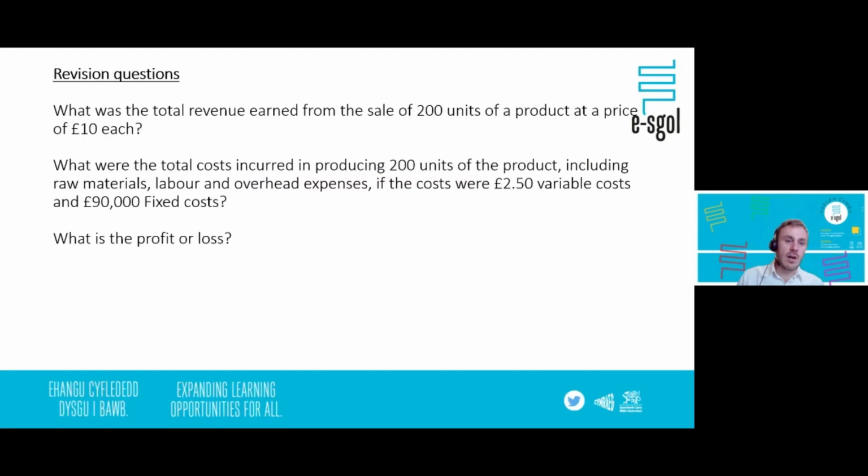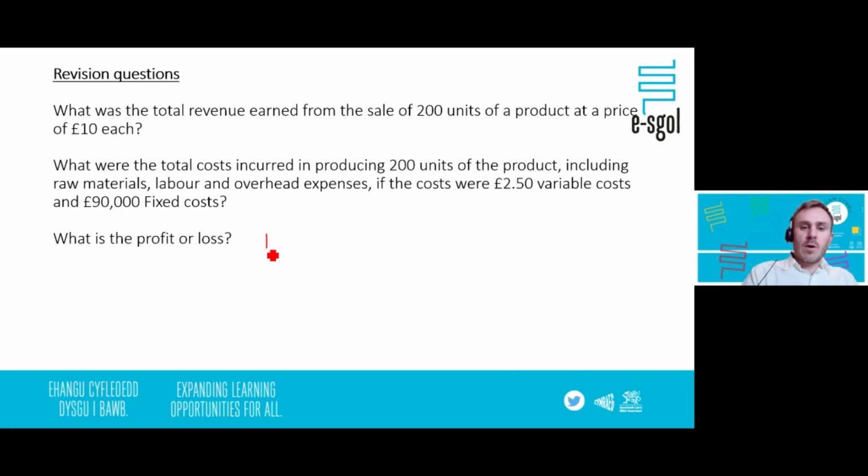So again, a second question. What was the total revenue earned from the sale of 200 units of a product at a price of £10 each? What were the total costs, if 200 units of the product were made, including raw materials, labour and overhead expenses, if the costs were £2.50 for a variable cost and £90,000 for a fixed cost? What is your profit and loss? So again, if you would like to have a go at this yourself, please pause the video. Okay, if you would like a little bit more of an explanation, then please just stay around.